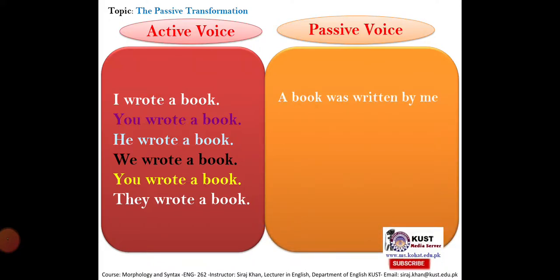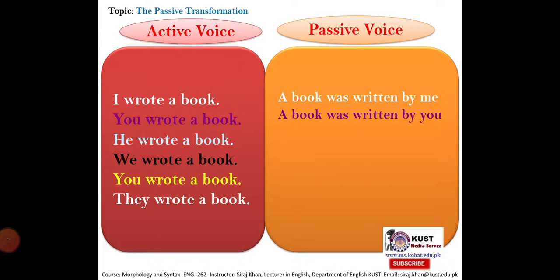is a book was written by me. A book becomes the subject of the passive voice, followed by the to be form, the third form of the verb, and by as a preposition. In "by me", me is the objective case of the first person singular I.